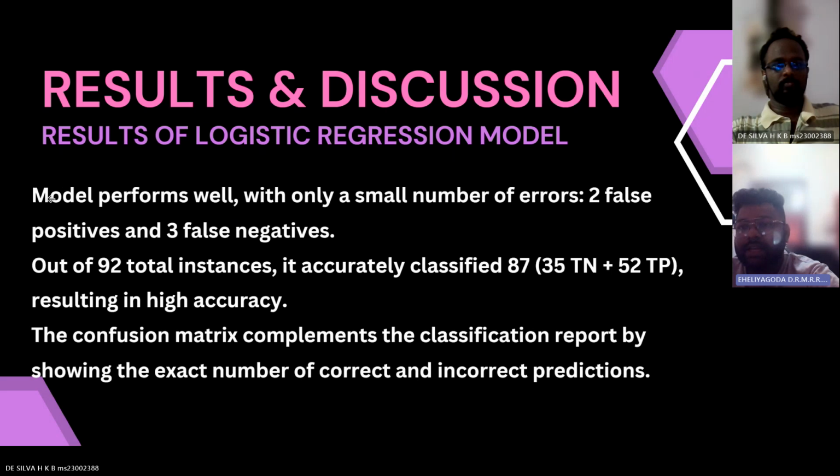In the results of the logistic regression model, the model performs well with only a small number of errors, two false positives and three false negatives. Out of 92 total instances, it accurately classified 87, resulting in high accuracy. 87 means 35 true negatives and 52 true positives. The confusion matrix complements the classification report by showing the exact number of correct and incorrect predictions.